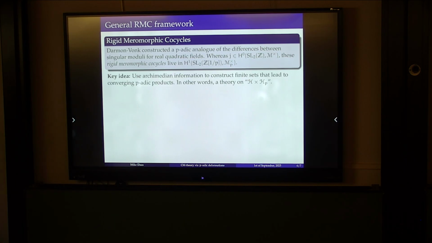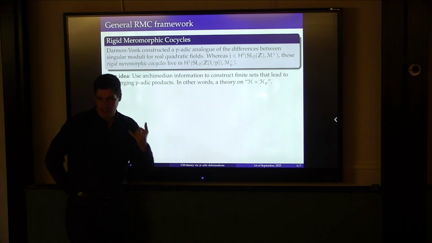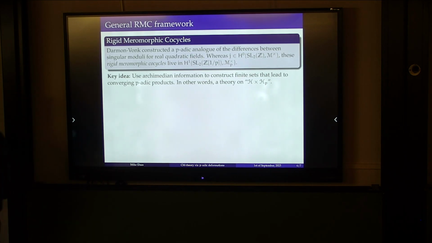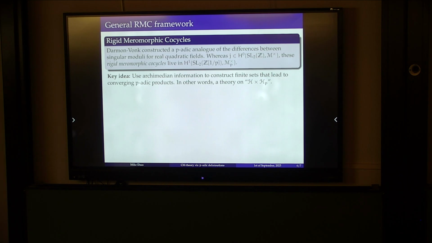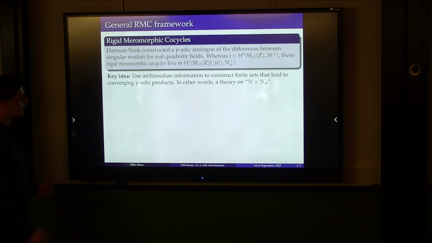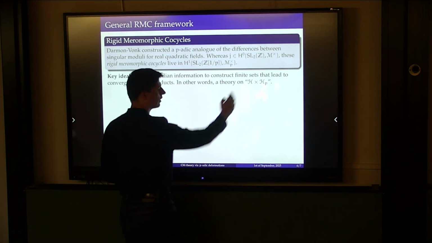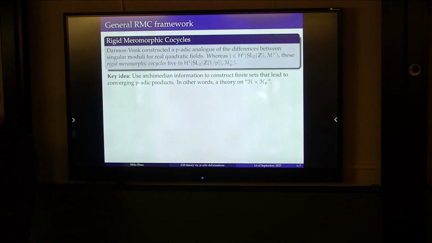To give you just the faintest hint at the key idea to construct these: you use Archimedean information to cut out finite sets, and you use these finite sets to construct p-adic products that converge. So there's some interplay between the infinite place on the upper half plane and the p-adic place on the p-adic upper half plane.